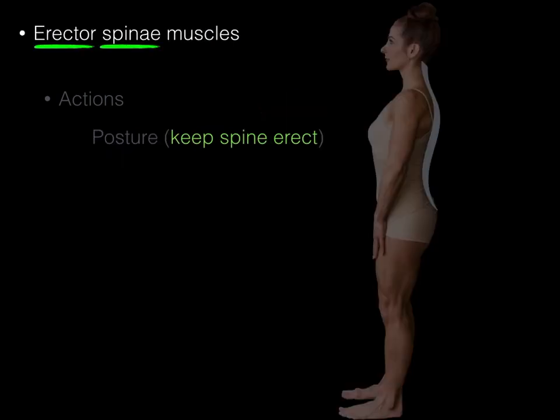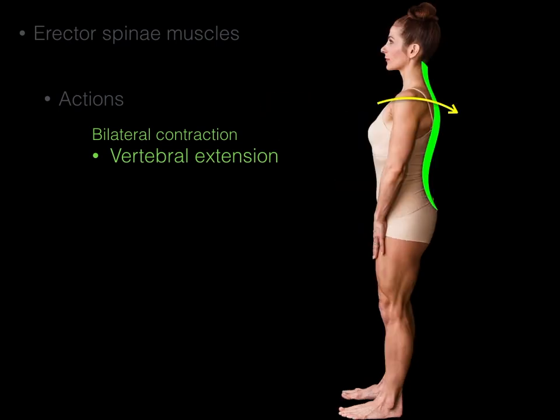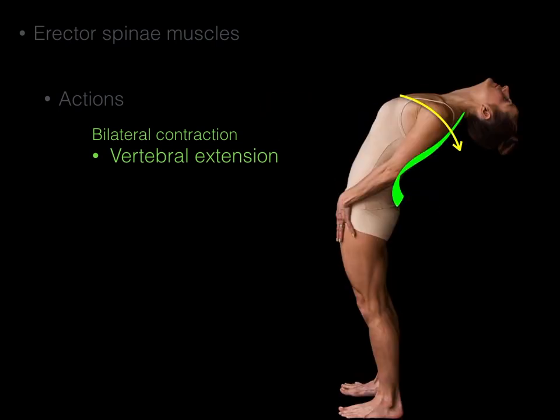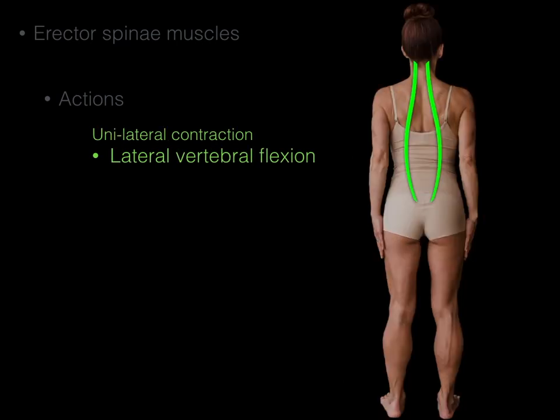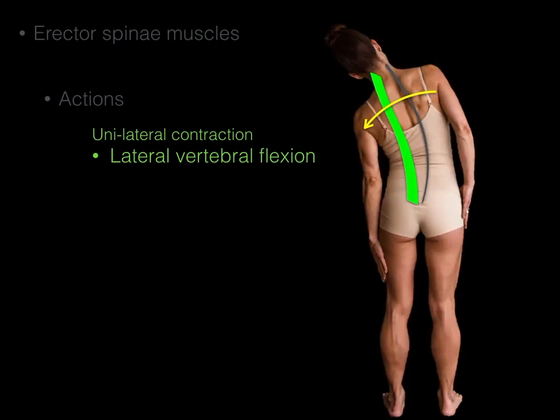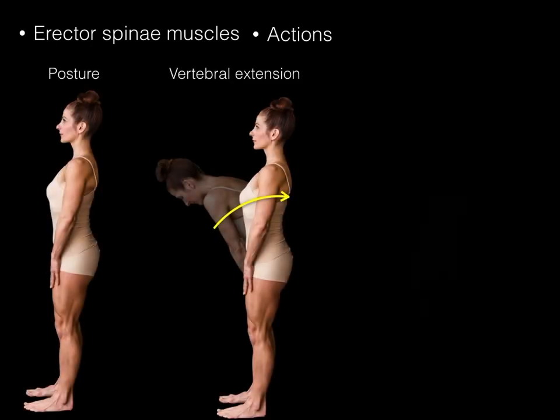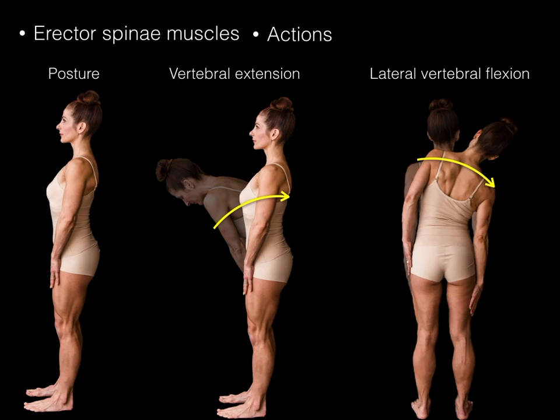Now, bilateral contraction is vertebral extension as well, where they not only isometrically contract. When we take a look at this, the erector spinae muscles isometrically contract to keep the spine erect. There's no movement. But when they concentrically contract, it results in vertebral extension from here to here, and then even to hyperextension. And with unilateral contraction, if only one side contracts, as you can see here, or here, it results in lateral flexion. So the erector spinae muscles' actions are posture, vertebral extension, and lateral vertebral flexion.